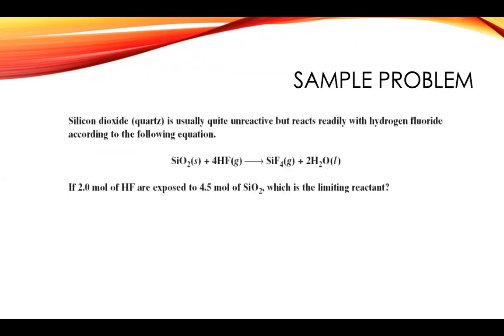So for example, silicon dioxide, which is also called quartz, is usually quite unreactive, but reacts readily with hydrogen fluoride according to the following equation. Okay, so we start with a balanced equation always. If 2 moles of HF are exposed to 4.5 moles of SiO2, which is the limiting reactant?